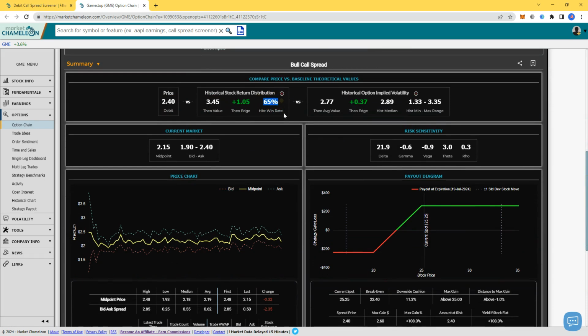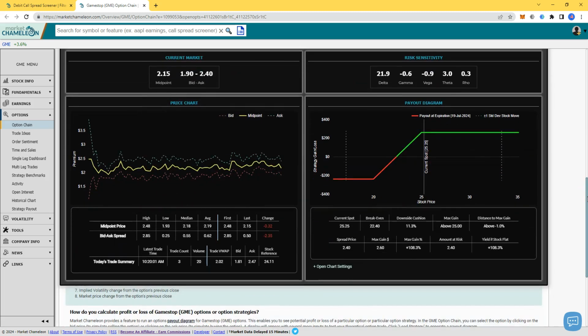We got 65% historical win rate. There's so much data, it is just insane in a good way, of course. And this is right here, you already see the max profit. Doesn't matter if GameStop goes up to 30 and above, your max profit is 260, and as long as it's above 25, this is your max profit. It needs to go down 11.3% to right here to start losing. Okay, under 22.40, give or take.